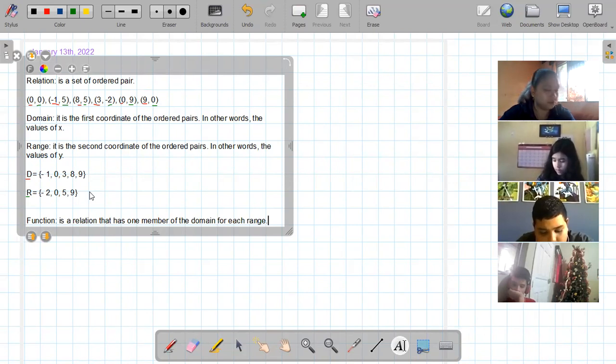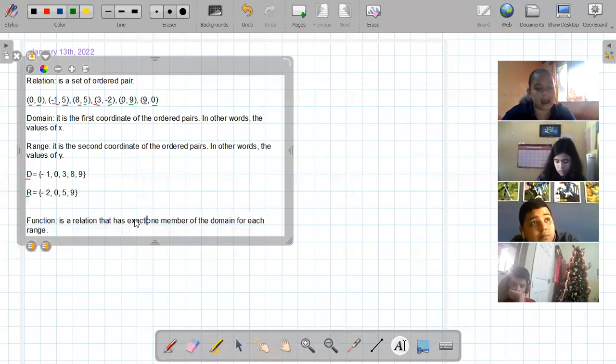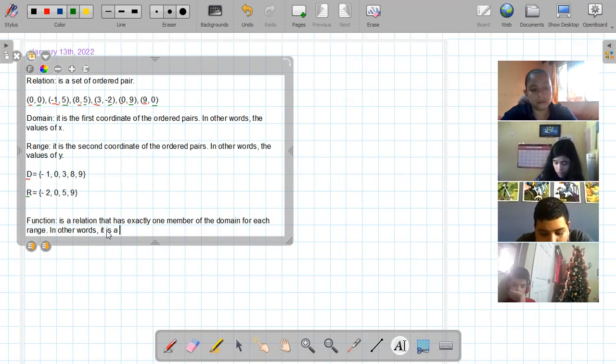It has exactly, let's write the word exact, one member of the domain for each range. In other words, it is a relation that has no values of x repeated. We do not care if the y is repeated. As long as the x is not repeated, then it is a function.